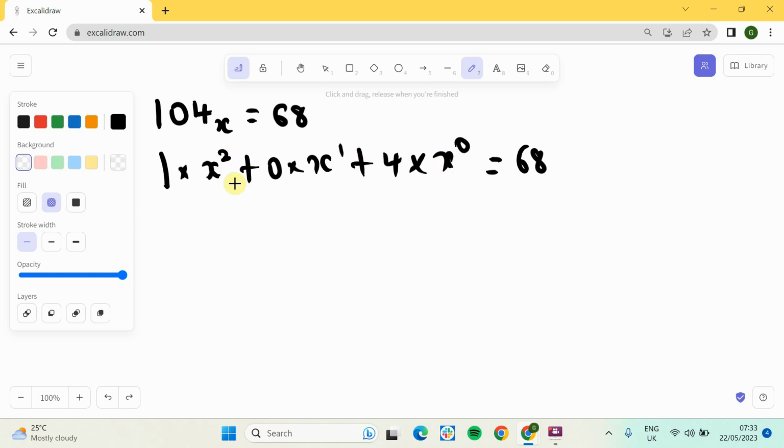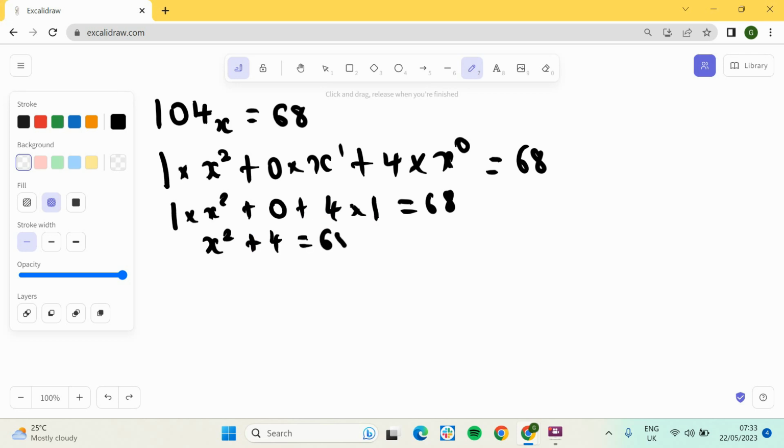Right, so let's simplify. So I could say 1 times x squared plus, I told you that anything multiplied by 0 is 0, so we don't need to disturb ourselves. So plus 0 plus 4 times x raised to the power 0. Anything raised to the power 0 is 1. So 4 times x raised to the power 0 is the same thing as 4 times 1, is equal to 68. And I can simplify by taking care of the multiplications before the addition. 1 times x squared is x squared plus 0. This 0 is insignificant, so I'm not going to add it. Then plus 4 times 1 is 4, is equal to 68, right?